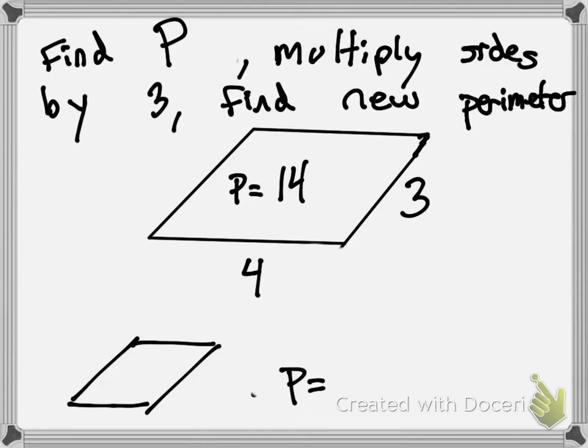Then we're multiplying each of the sides by 3. This new side is going to be 12, 4 times 3 is 12. And this other side is going to be 9. What's my new perimeter now? What's my new perimeter now, Ben?